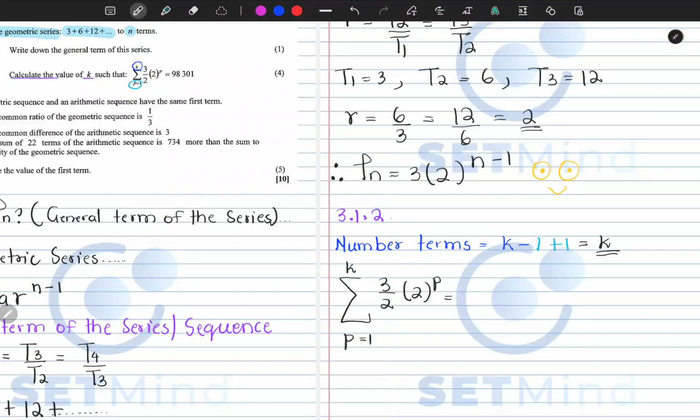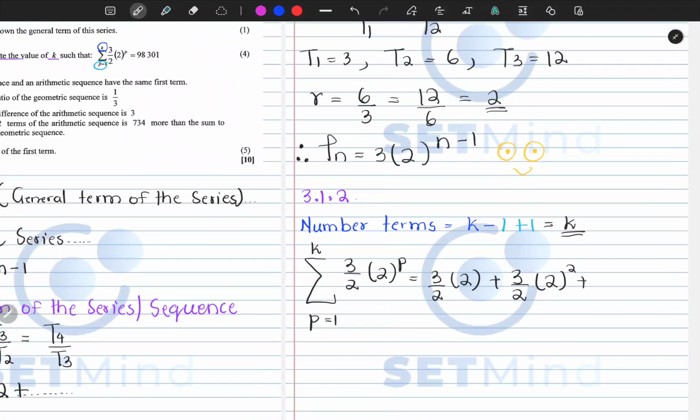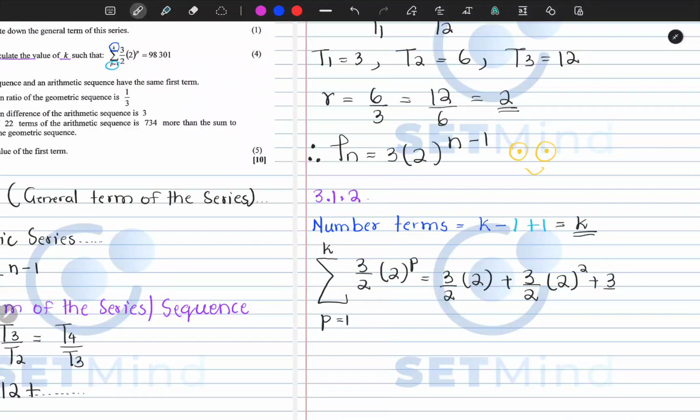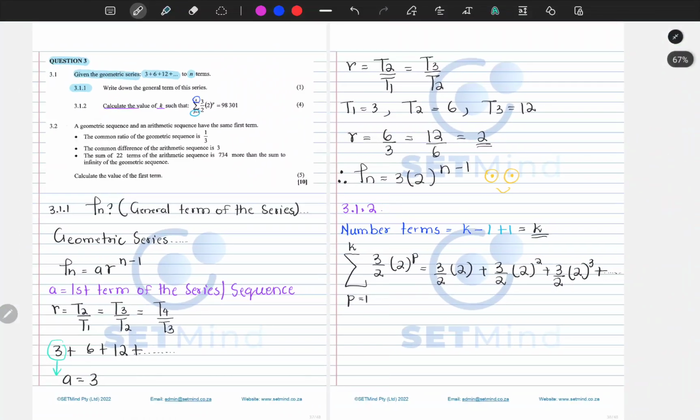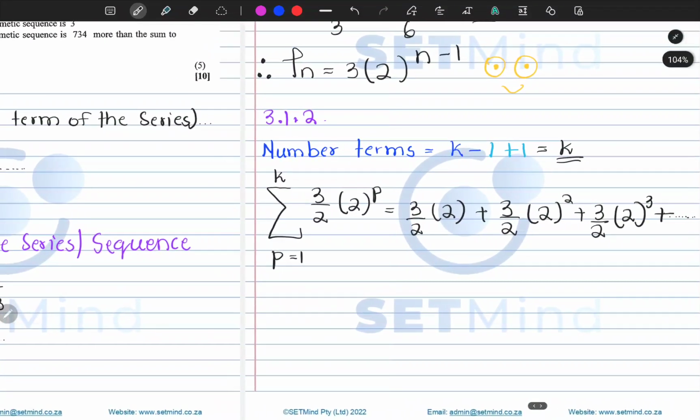So when we substitute p is 1, what you will see is that we'll have 3 over 2 multiplied by 2, plus. We'll substitute 2 now, so that what we'll have is 3 over 2, 2 squared. And we will substitute 3 as p, so that we'll have 2 cubed, and so on. This will carry on until we get to whatever term or k value which we are looking for.